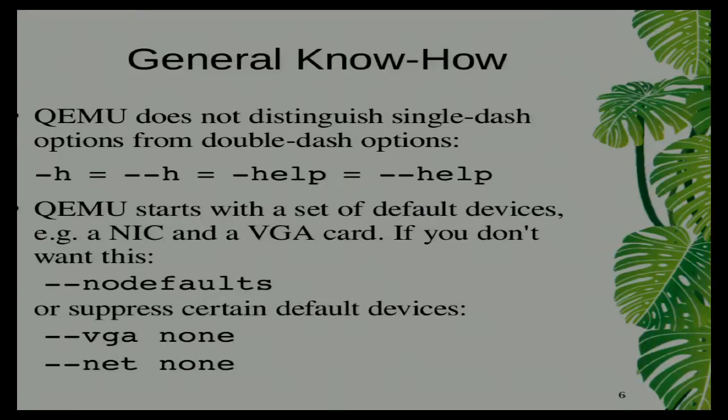Then you've got to be aware that QEMU is running the guest with a set of default devices. So each normal guest has a network interface card, for example, a VGA card. And sometimes there are cases you do not want this. You rather want to start with a blank board instead. And in this case, you should use the -nodefaults option. And this will disable almost all of the default devices. And there's also a way to suppress just certain default devices, for example, -vga none or -net none to disable the VGA card or the network interface card.